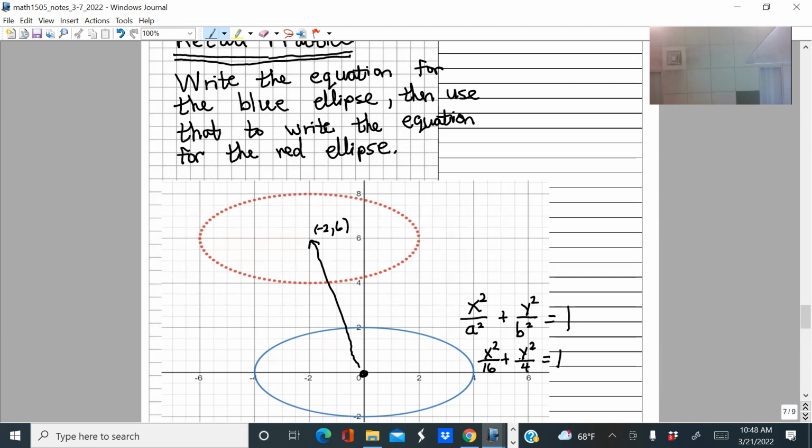Now let's see if we can write down the equation for the red ellipse, which has been shifted up, correct? And by how much? 6, right? It's been shifted up by 6, because your original center here was at the origin, and your new center on the y-axis is at 6. So that means this thing has been shifted up by 6.